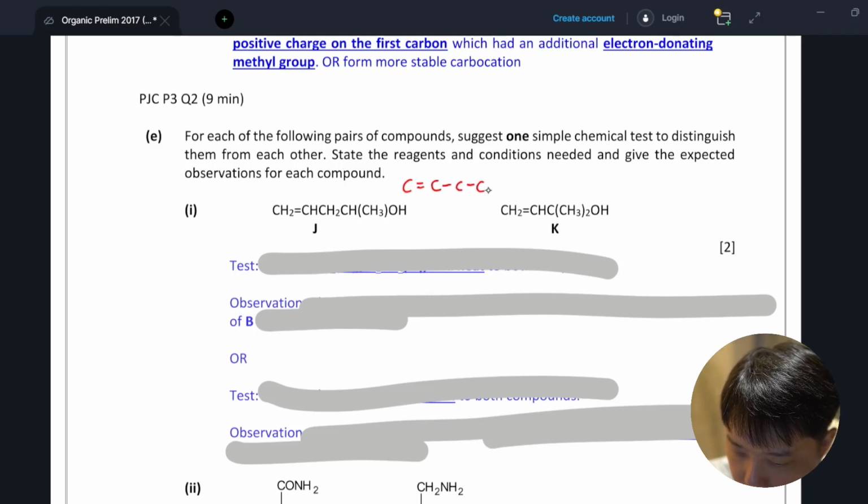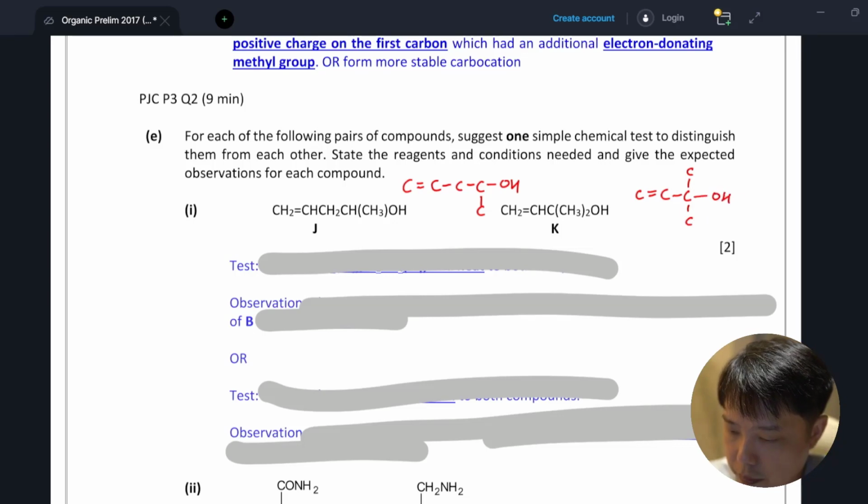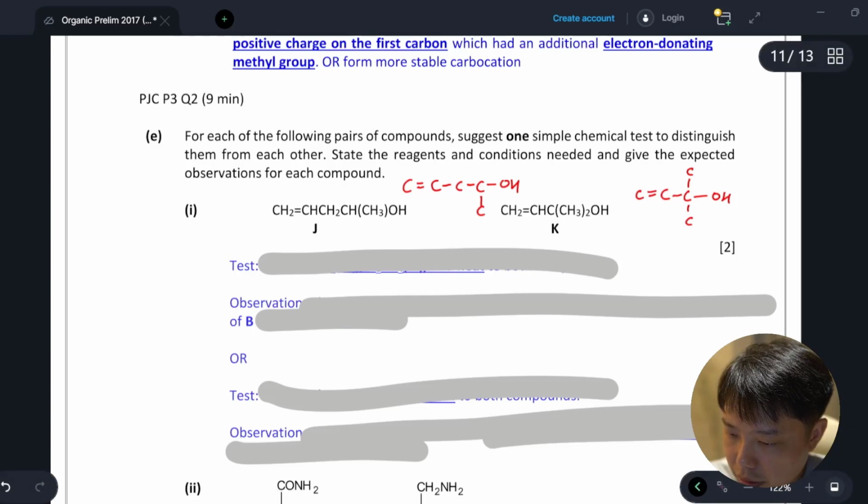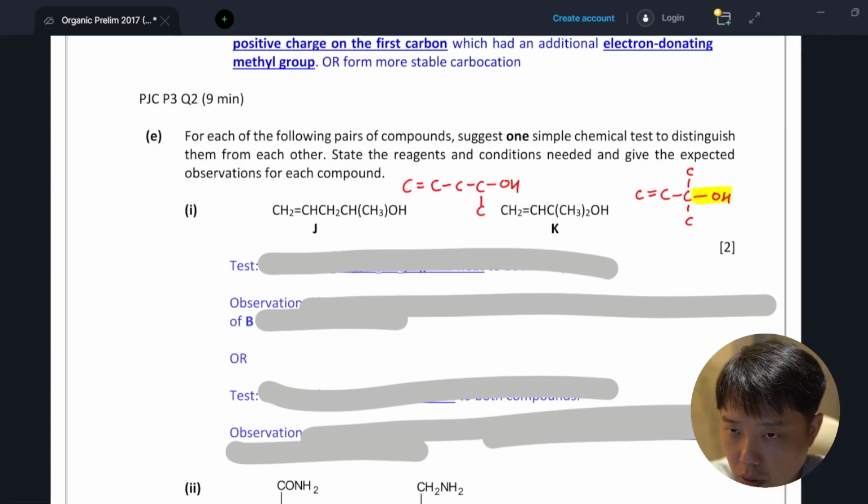So this is the structure here for J, and then K, C double bond C, double bond C with a CH2, CH3, and then OH here. So you can see very clearly, this here is a tertiary alcohol. This here is a secondary alcohol. Both of them have terminal alkenes, so you probably cannot test for alkenes.